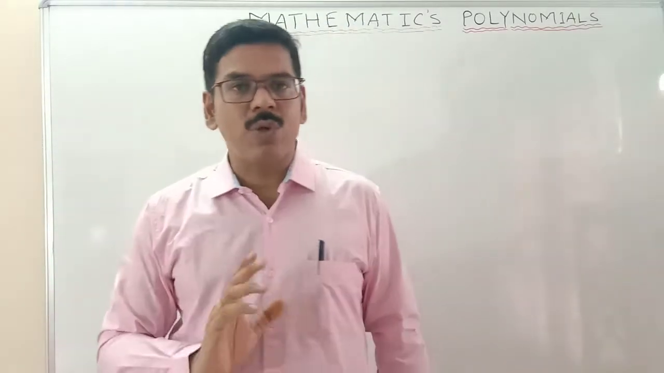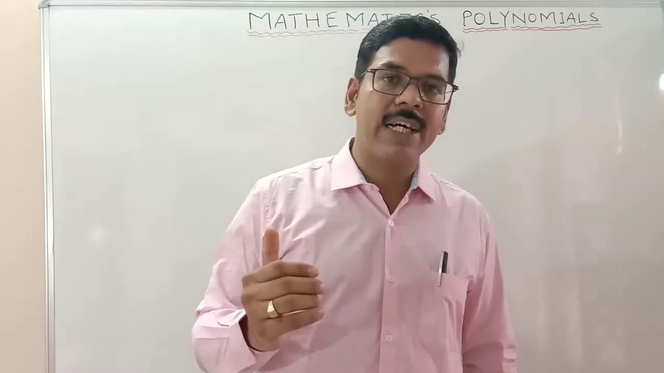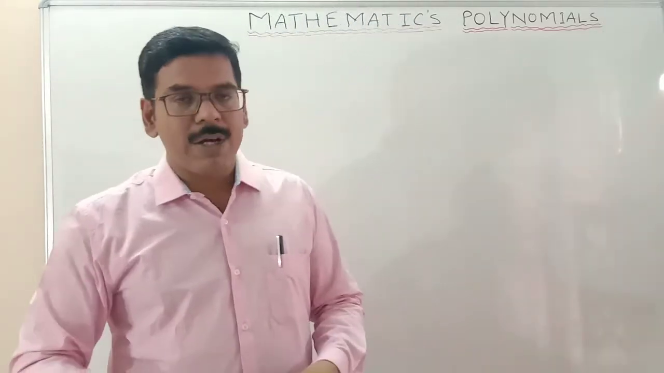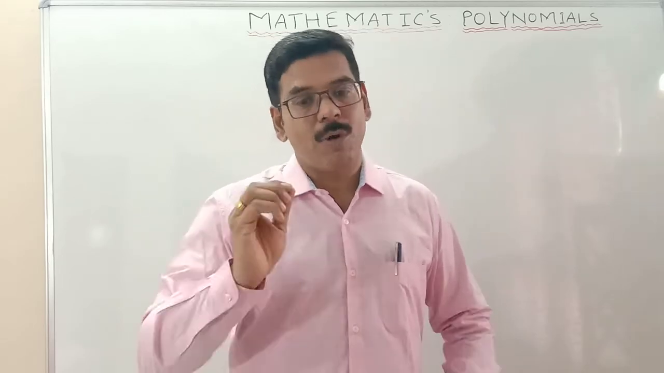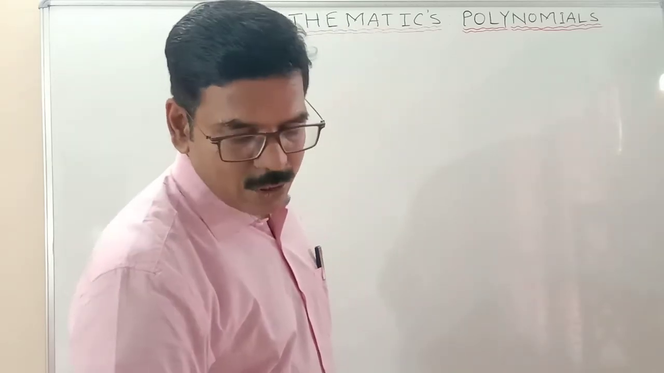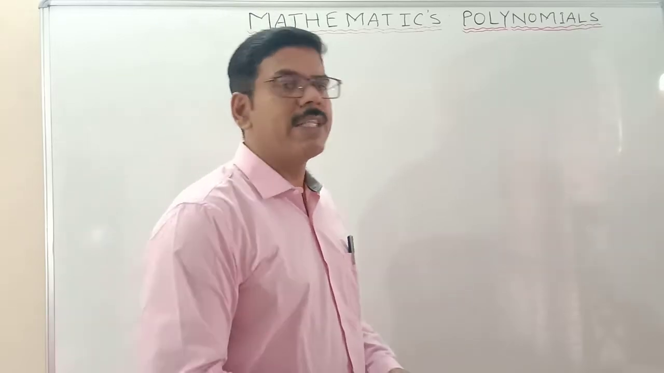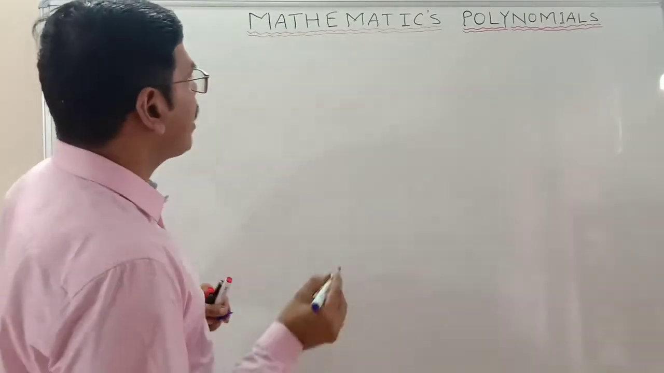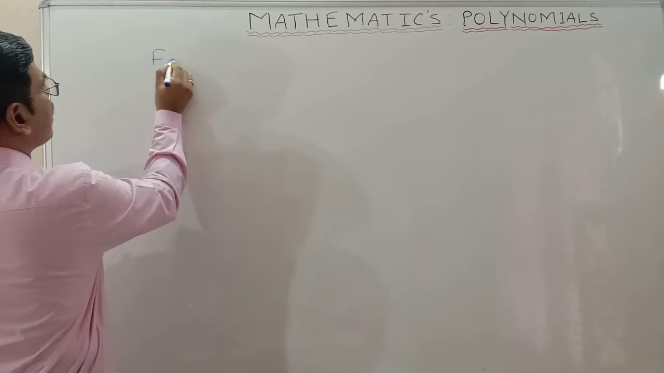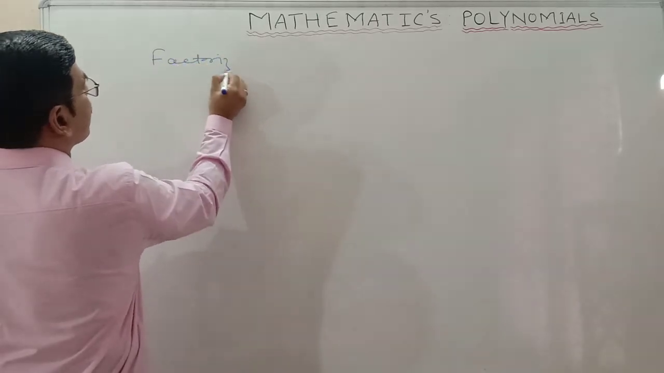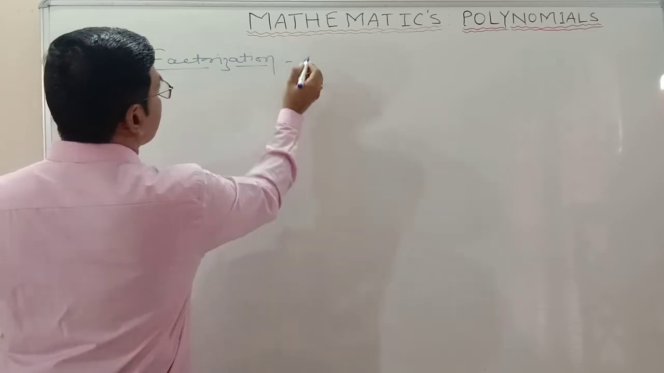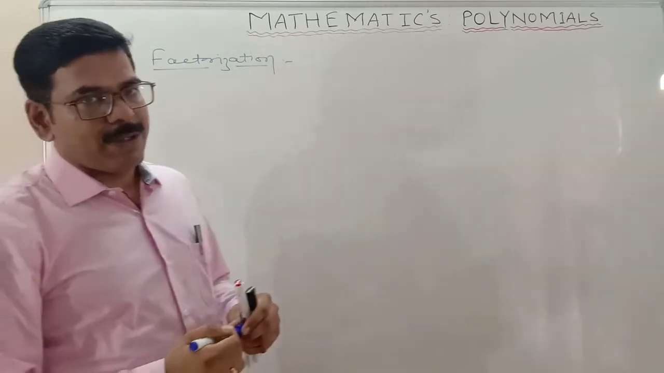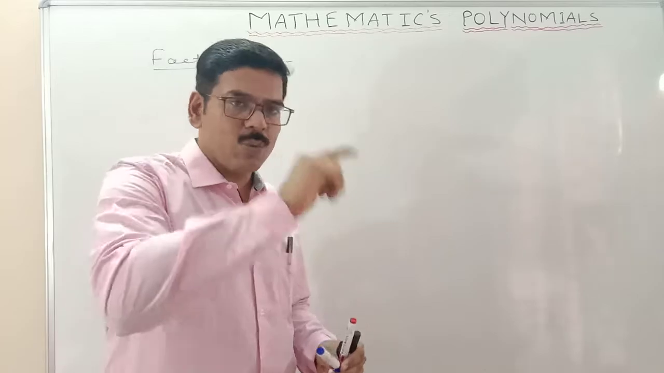Now we are going to start the next topic, that is the quadratic polynomial. What do you mean by quadratic polynomial? How to determine the zeros of the quadratic polynomial? How will we find the zeros of a quadratic polynomial? Let us see. That's very simple. The first method is called factorization. We'll see only the factorization method in the polynomial chapter. Other methods we'll see in the quadratic equation chapter.